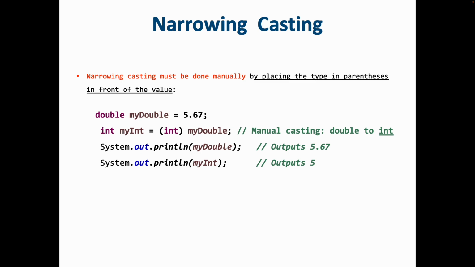But if you really need that, if you really want to convert this to an integer, then you have to specifically say that you want to cast it. That's why we put these parentheses and then int. It means, yes, I know that this is a double, but I want to convert it to an integer. If you force Java to do that, when we print the double value, it will print as it is, 5.67. But when I print the integer, I'll just get 5. So the decimal part will be excluded and not included in integer values.